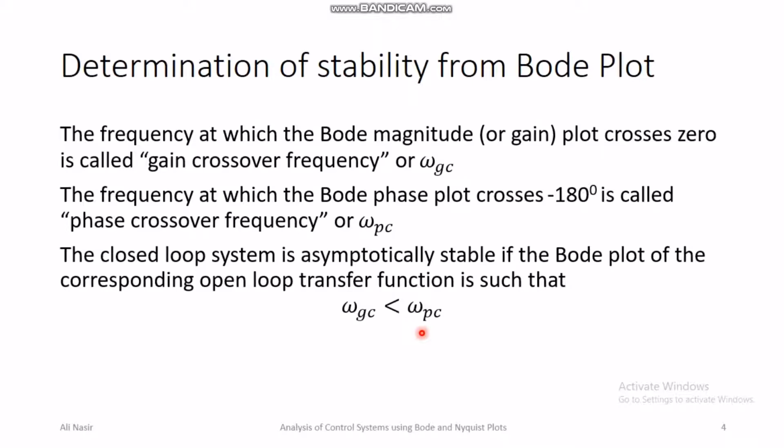Remember that the Bode plot is sketched for the open loop transfer function, and this property has to be satisfied for the Bode plot of the open loop transfer function. But if this property is satisfied, then you conclude the asymptotic stability of the closed loop transfer function. So this you always have to remember.